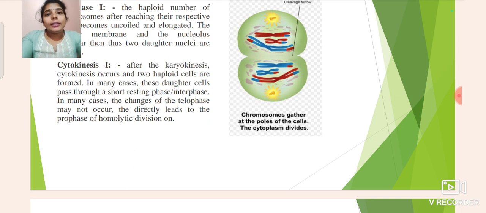In many cases, the daughter cells pass through a short resting phase called interphase. In many cases, the changes of telophase may not occur directly and lead to the prophase of the homotypic division. So sometimes it takes some time, which is called interphase or some period. In some cases, the interphase does not occur.